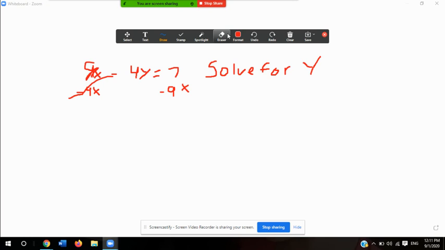Let me erase this real quick. So there you go. And there's a minus here. And that leaves me with minus 4y equals 7 minus 9x.